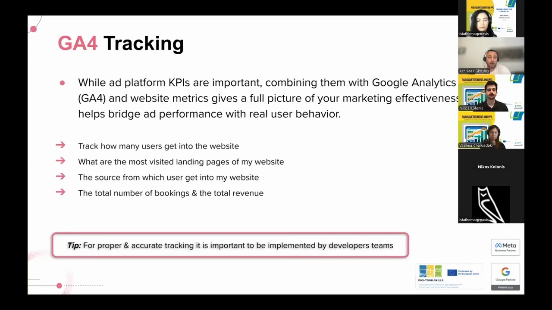We have some main metrics here, like how many users got into our website, what are the most visited landing pages of our website, and the source from which users got into our website. For example, some users came from Facebook ads, some other users came from Google ads. And finally, how many bookings, how many purchases we had, and the total revenue of these bookings. It is very important to communicate with the developer because all these things are technical, and they should be implemented by developers.